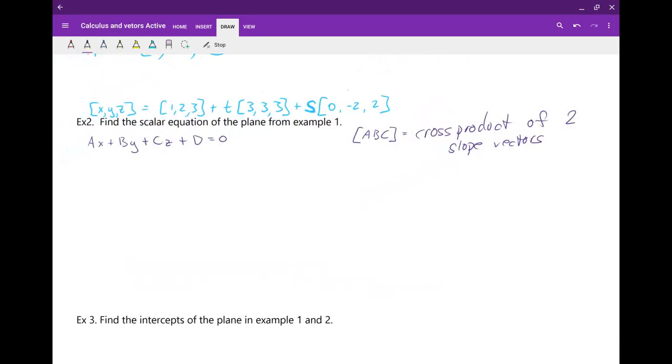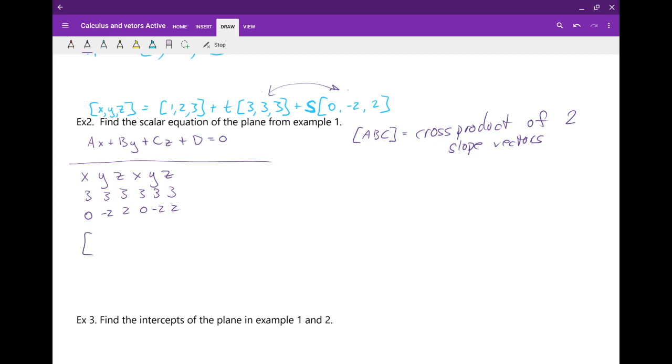Basically I'm going to take the cross product of these two guys, so I'm going to do x, y, z, x, y, z. And I'm going to write these down. So 3, 3, 3, and 3, 3, 3. And then 0, -2, 2, and 0, -2, 2. Oops, I forgot my negative there.